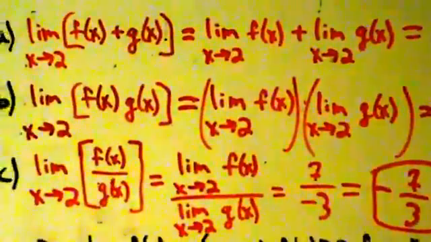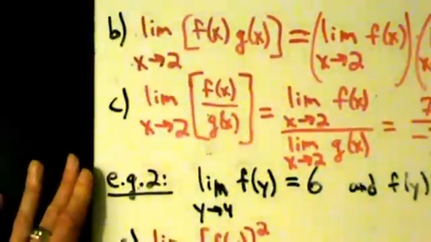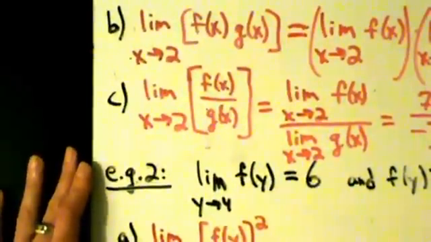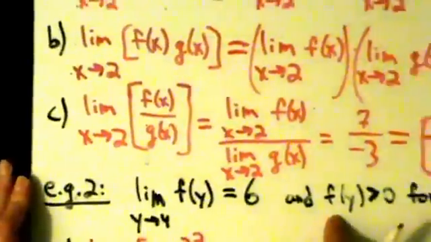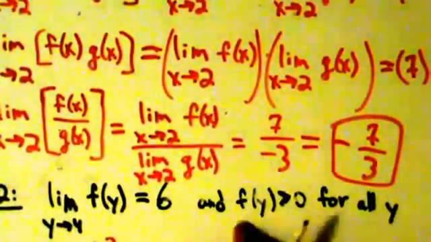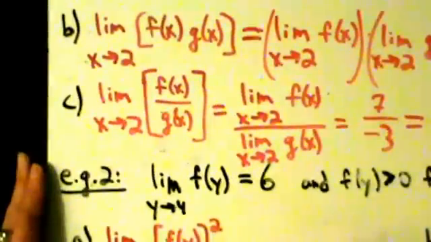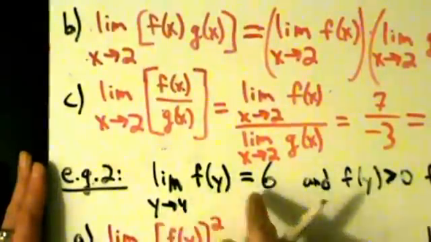Okay. So that's example 1. Example 2, the limit as y approaches 4 of f of y is 6, and f of y is greater than 0 for all y. So why do we need to know that? Well, that's just for part B, so we can just ignore this condition for now. But here, the limit as y approaches 4 of f of y is 6.